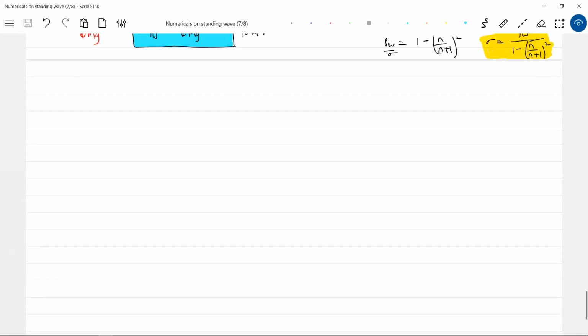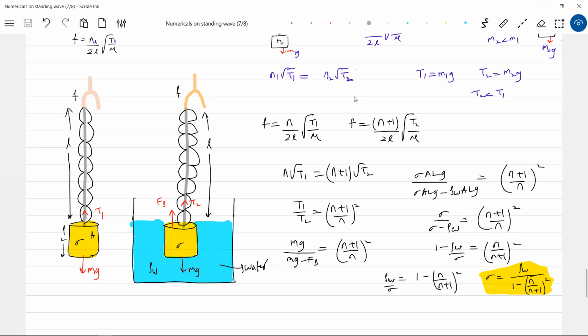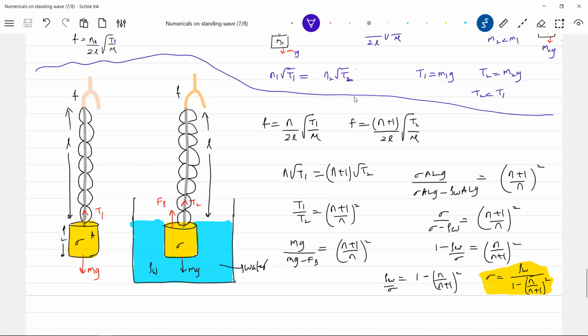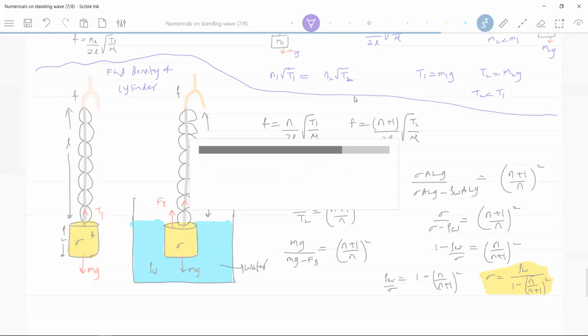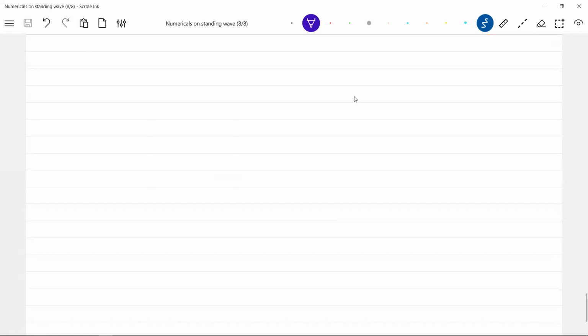Okay, so we'll take the next condition. Anybody have doubts? There's a separate discussion like this. Find the density of cylinder. Okay, let's take the next one.